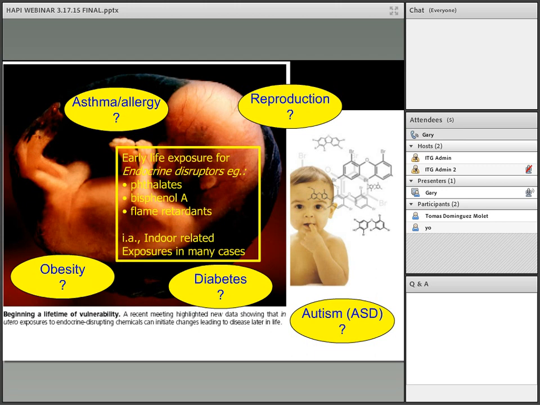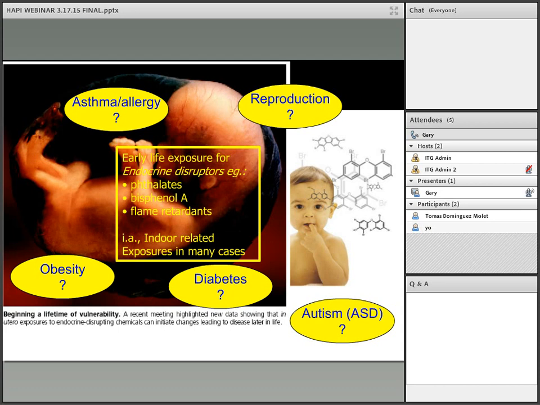And now there's a lot of work being sponsored, including by our friend Carl Gustav, who has 3,000 mother-child pairs and is doing careful characterization, not only of their blood and their urine, but of the household burden of these chemicals.